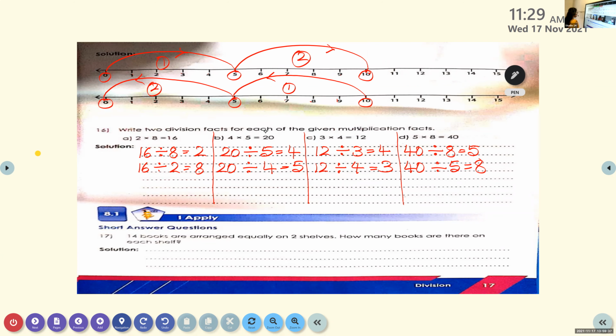It's a word problem. Okay, 17th one. 14 books are arranged equally on 2 shelves. How many books are there on each shelf? 14 books are arranged equally on 2 shelves. 2 numbers are given. About 2 things it is told in the first sentence. So from the first sentence, you have to make 2 statements.